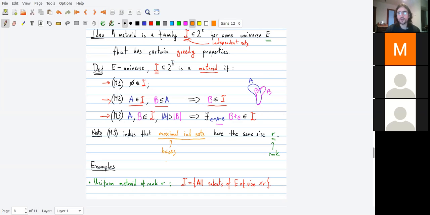Good. So is there any question about the definition of a matroid? Maybe plus one if you're happy with the definition.